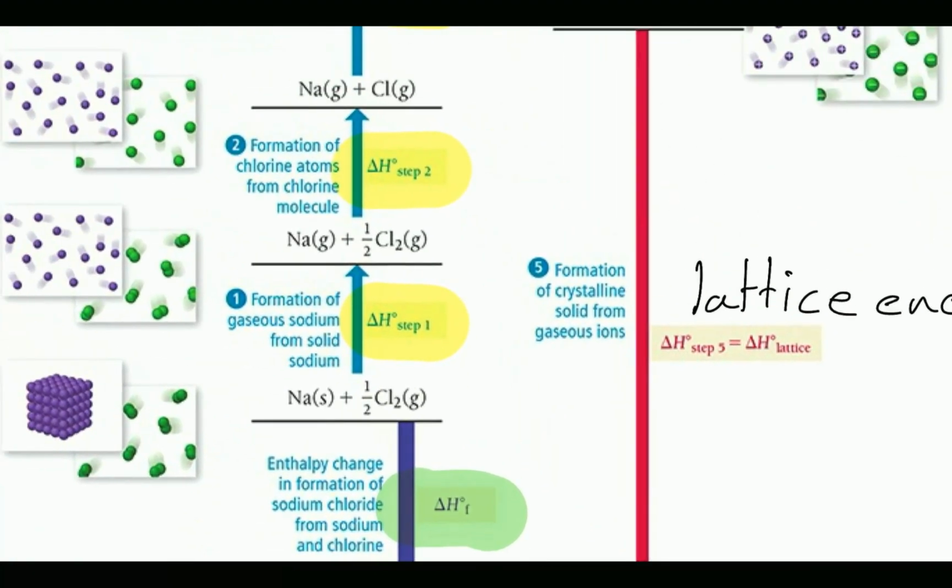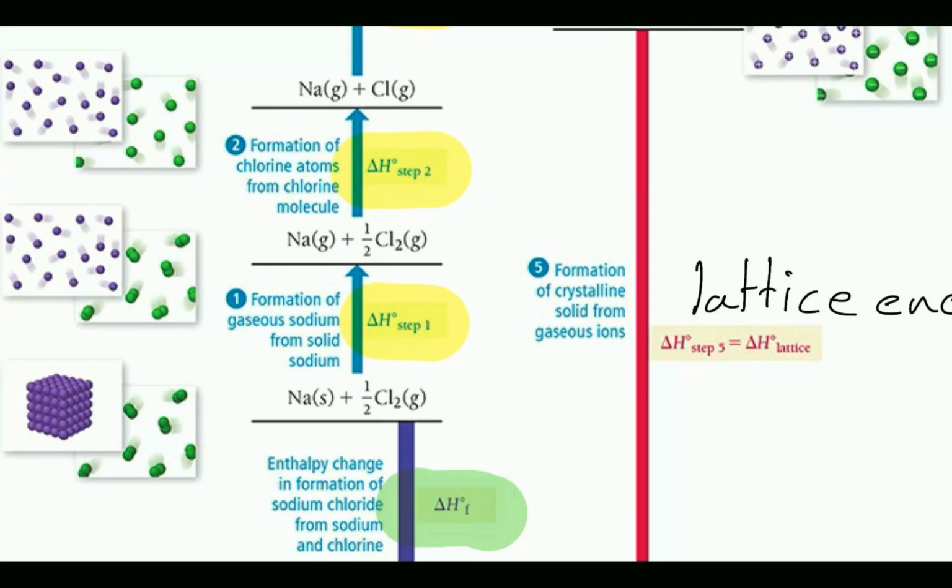So the first step here is to take the sodium, a solid, and turn it into a gas. And there would be some energy associated with going from a solid to a gas for sodium, and so that would be this change in enthalpy 1. That takes energy, right? Just like boiling water, it's going to take energy to turn it into a gas. So that's energy input into the system.